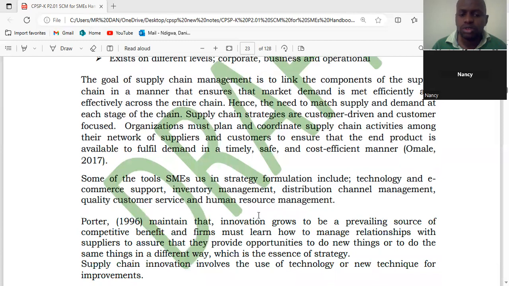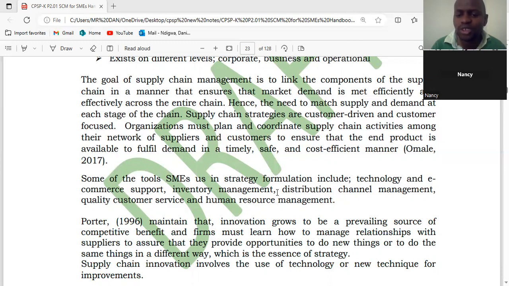Some of the tools small medium enterprises use in strategy formulation include technology. So you can use technology to your advantage, either by use of e-commerce support. You can also embrace inventory management by ensuring that your inventory are up to date. You don't have oversupply or undersupply of inventory.